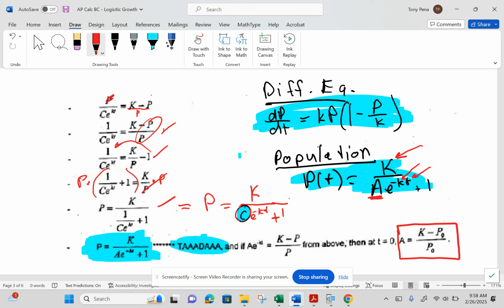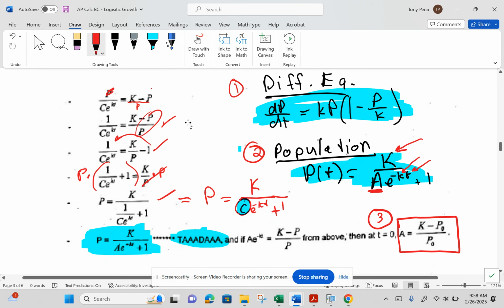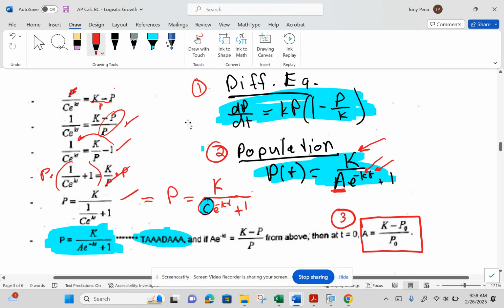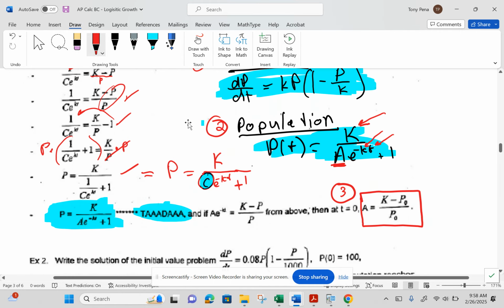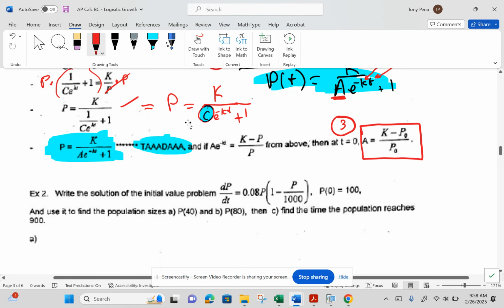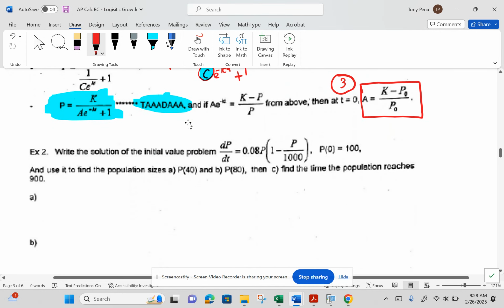All right, so now, understand the first page really well, why this differential equation was useful. And then the next thing, get these three things memorized. That differential equation, population equation, and then how we can figure out what the variable A is equivalent to. And if we can get those three things down, then the problems themselves are pretty easy. All right? Okay, so now go to these problems.